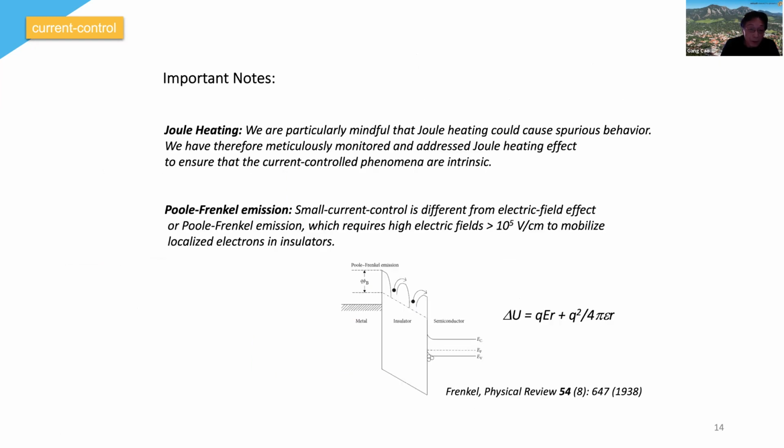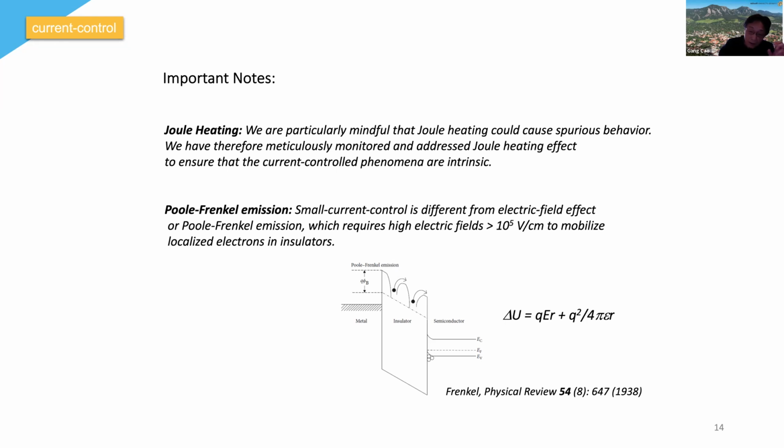When we talk about current control, one thing I have to emphasize is heating, self-heating or Joule heating. This is something very essential. We are particularly mindful that Joule heating could cause spurious behavior. We have bad examples in this community, so we are extremely careful in monitoring and addressing Joule heating, if any. We want to make sure that everything we have seen is intrinsic.